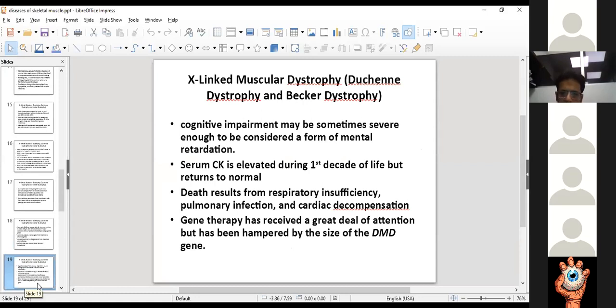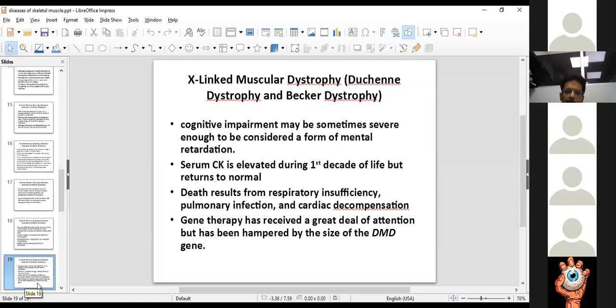Serum creatine kinase is elevated during the first decade of life, but returns to normal. This happens because after crossing 10 years, so little muscle mass remains that when it is damaged, there is not enough to spill over creatine kinase into the serum for you to detect it. The reservoir of creatine kinase is exhausted because of extensive muscle mass loss. So after 10 or 12 years of age, if you do serum creatine kinase levels, they will not be raised.